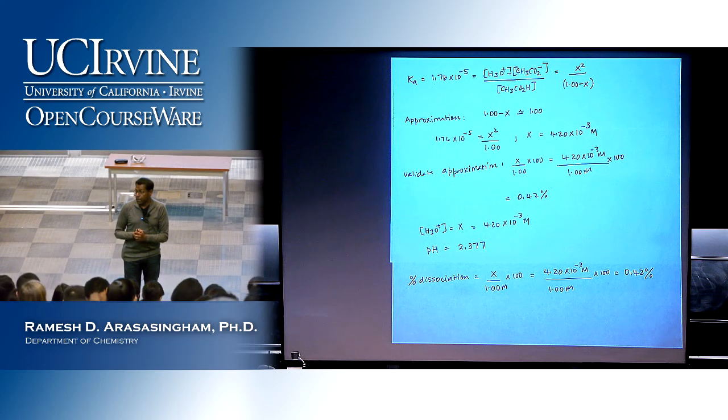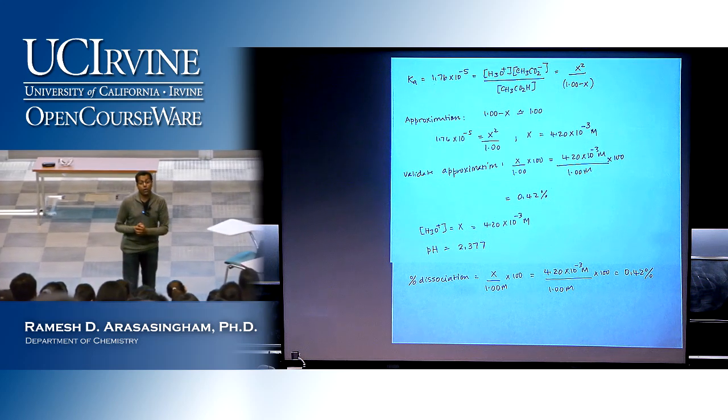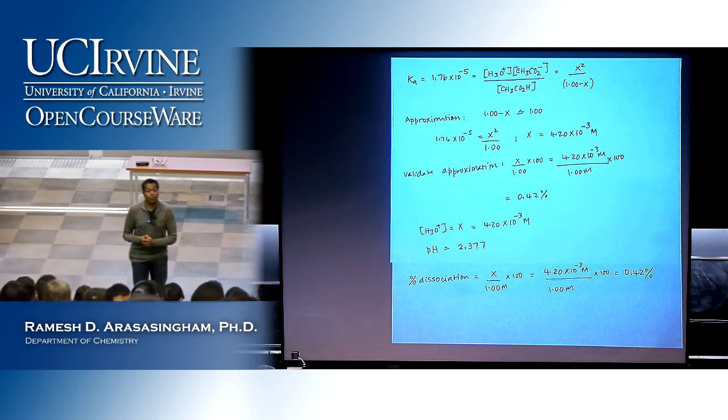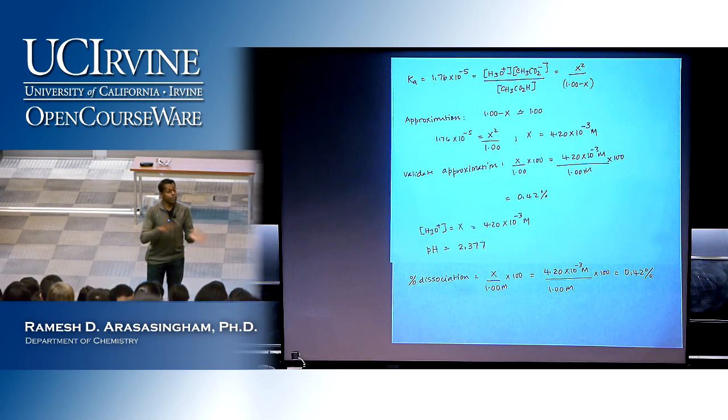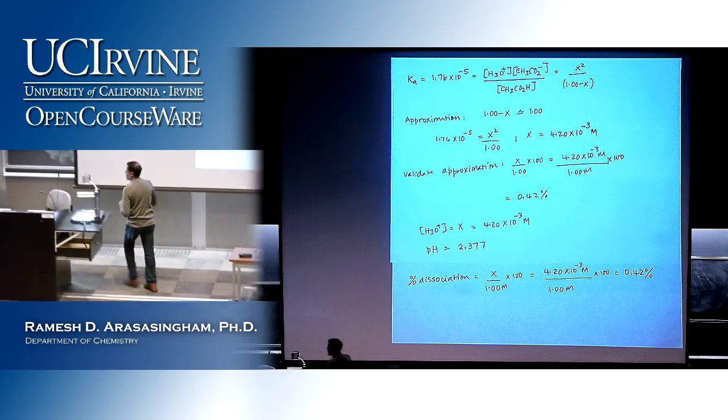Can everybody see that? As opposed to that, if you had a strong acid, what would a strong acid do? If I put 1,000 molecules of acid in the water, what would a strong acid do? All 1,000 would dissociate. So there's a dramatic distinction between strong acids and weak acids.